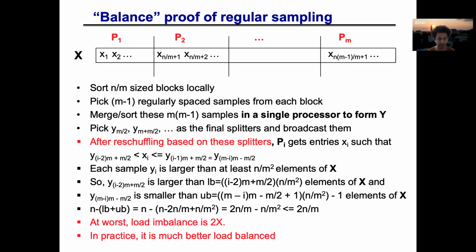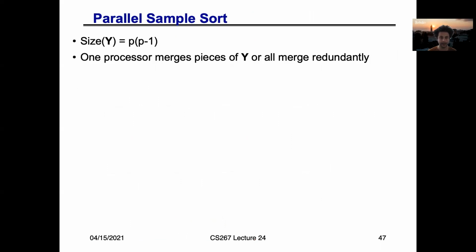We're only a factor of 2 off, and now I can go about analyzing this thing. But first, a couple of practical things. The size of Y that I combined, the set of samples that I'm going to choose the final splitters from, is of size p times (p minus 1). So that's essentially p squared.